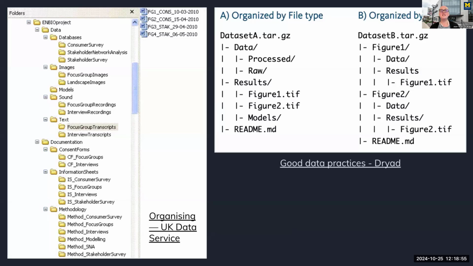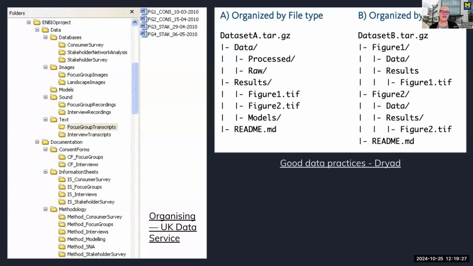So in the one on the left, you can see that they have a main project folder, and then within that folder are two subfolders. One is for the data that the project generates, and the other is for the documentation about the project and more of the metadata. So within each of those folders is additional information. The data folder includes databases, images, sound, and text data with additional subfolders as needed. And then the documentation folder includes the consent forms, the information sheets, and the methodology information.